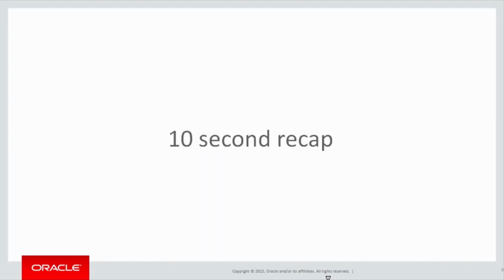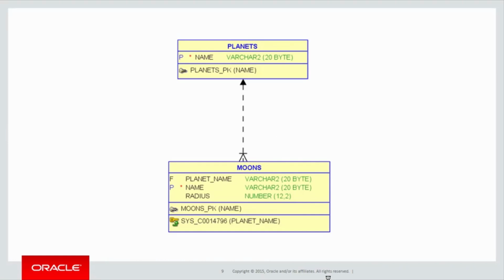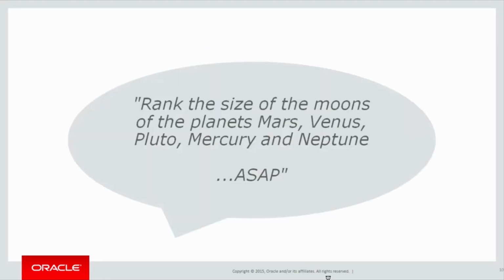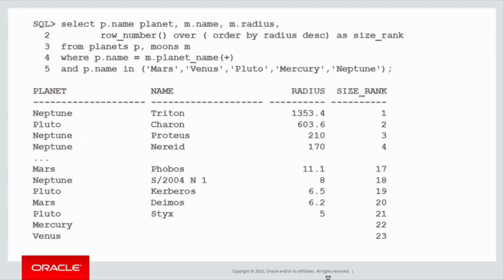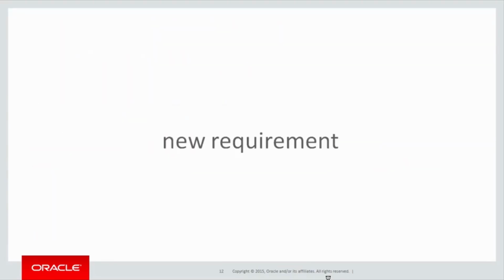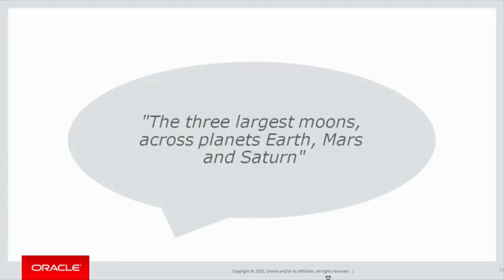Now let's do a quick 10-second recap. In the last video, we introduced two new tables, the planets table, which contains the planets, and the moons for the planets, and every planet has zero or more moons. This was the question we had from the previous video, and this is the answer we had to introduce the data. In this lesson, we're looking at a new requirement. The net new requirement is, give me the three largest moons across the planets of Earth, Mars, and Saturn.